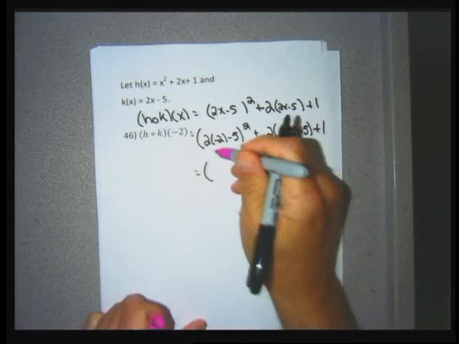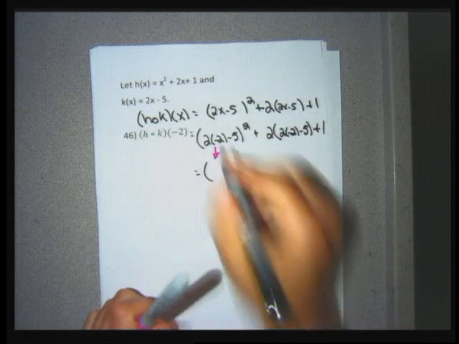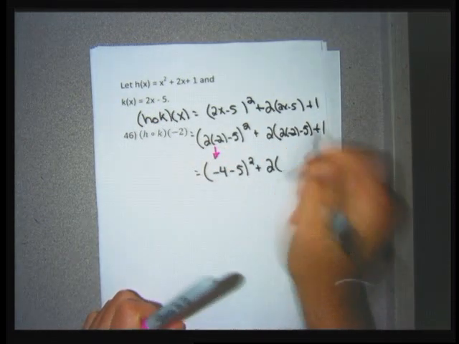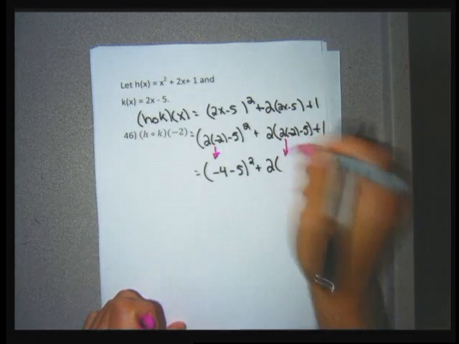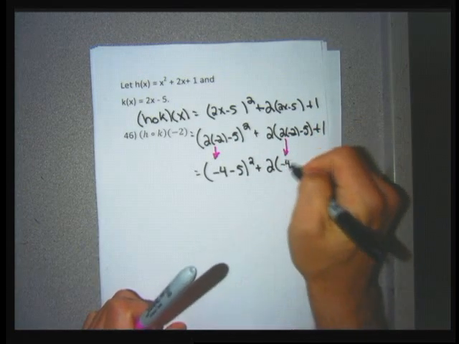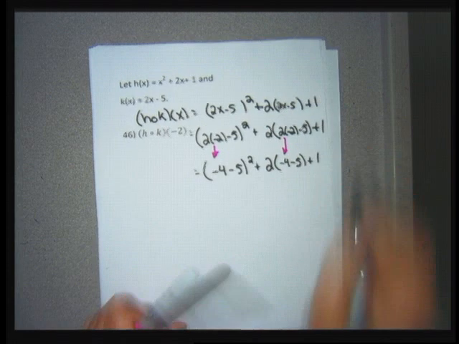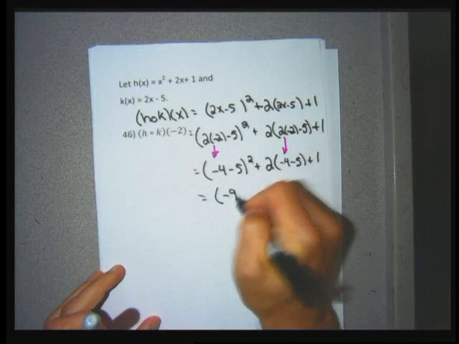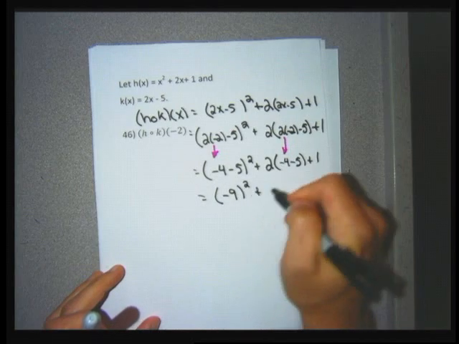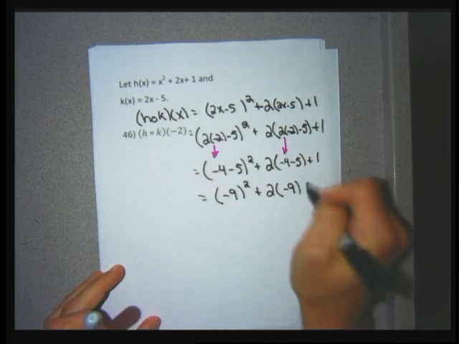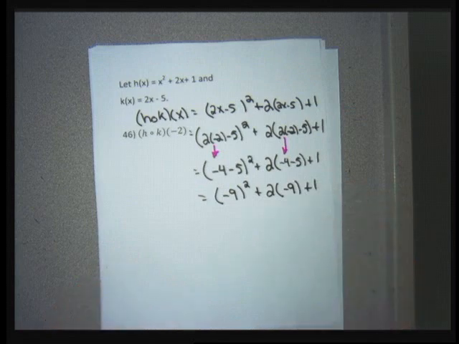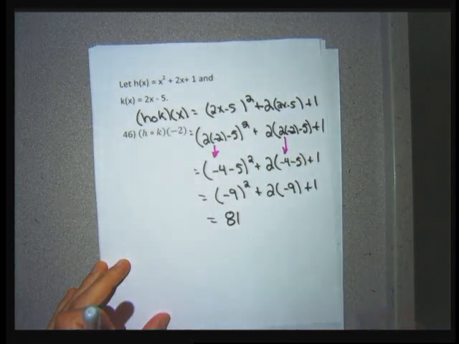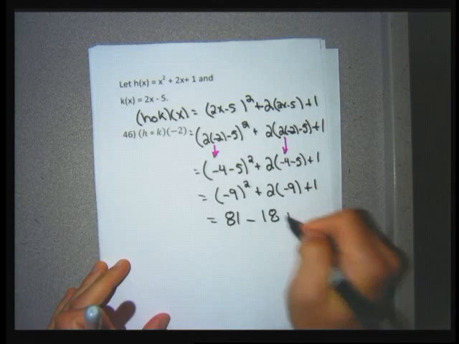First parentheses, I go 2 times negative 2, and 2 times negative 2 is negative 4. Similarly, in the second parentheses, I go 2 times negative 2 and get a negative 4. Both parentheses are the same. Both numbers are negative, so I'm going to add those and keep them negative. Both parentheses come out to a negative 9. Negative 9 quantity squared is negative 9 times negative 9, which is 81. 2 times negative 9 is negative 18.